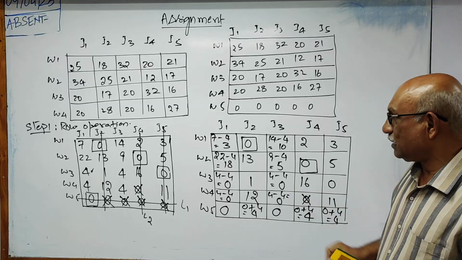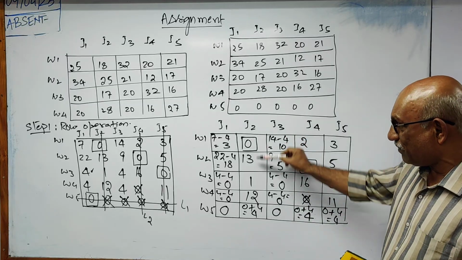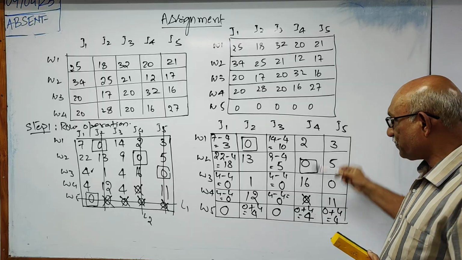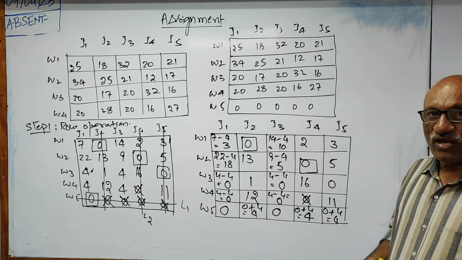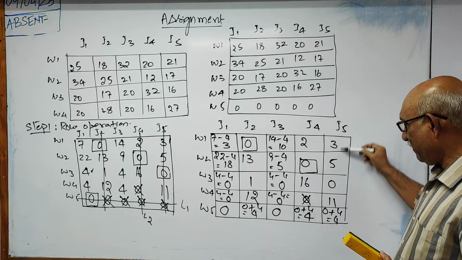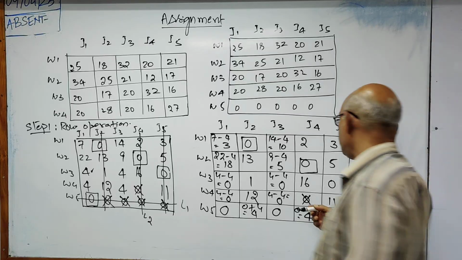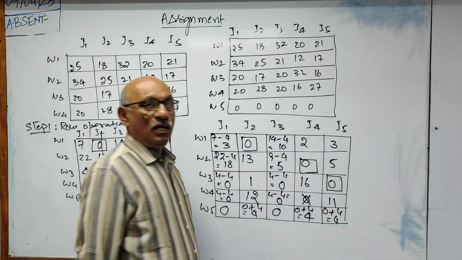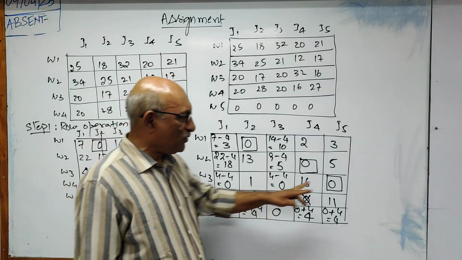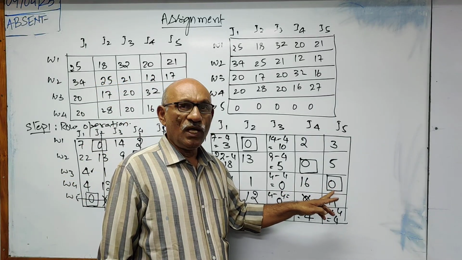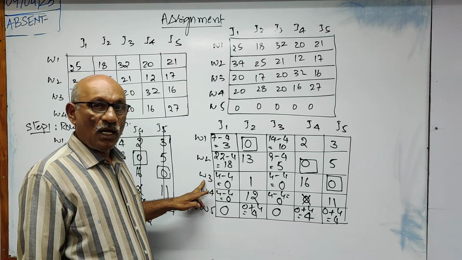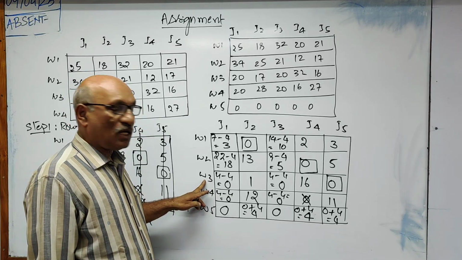Second column is having already assignment over. Third column is having 3 zeros. For fourth column already assignment over. For fifth column there is only one 0. Put an assignment here, means put a square over this 0. It means this job is assigned to this worker. Job 5 is assigned to third worker.